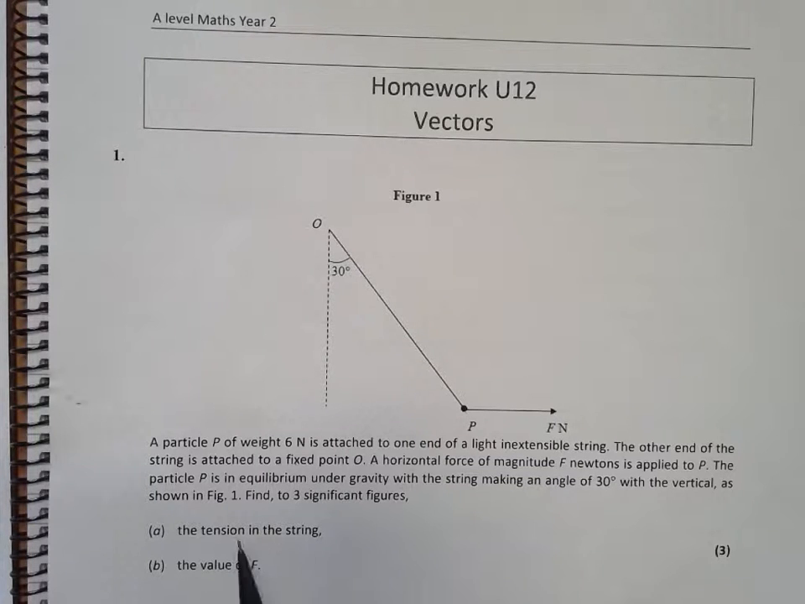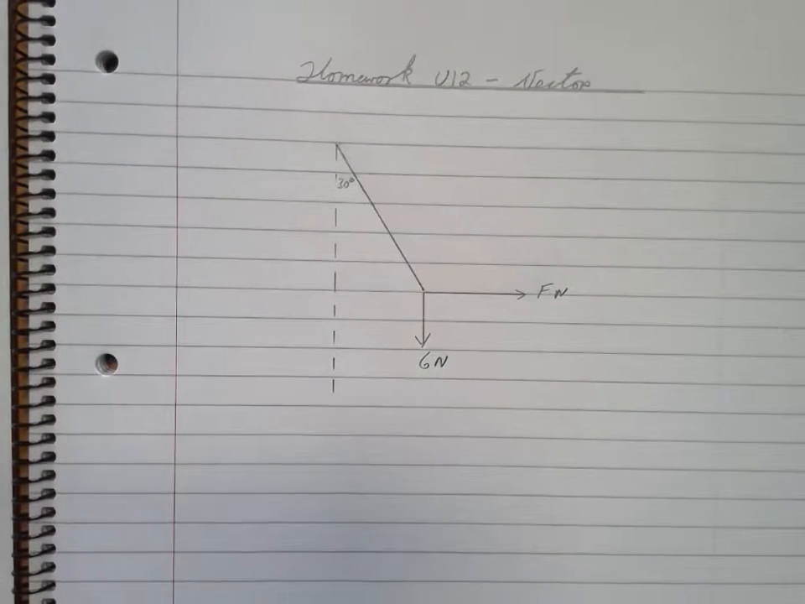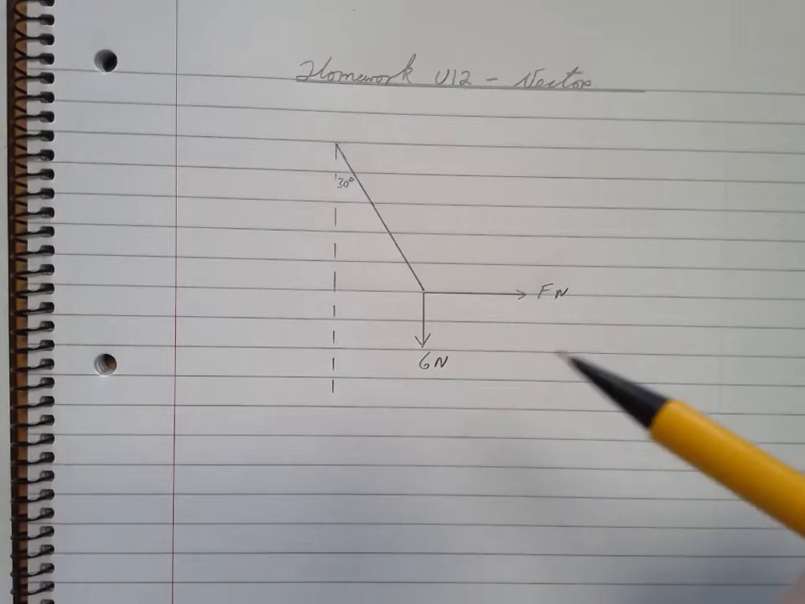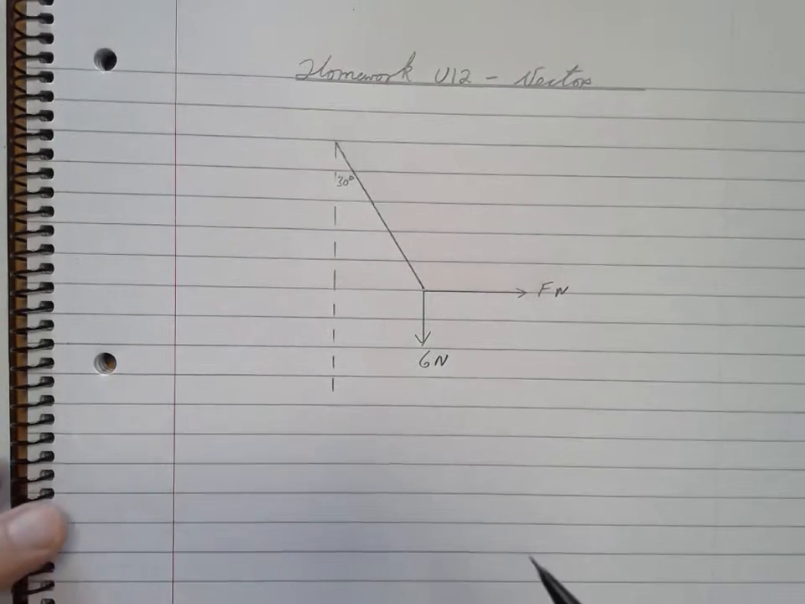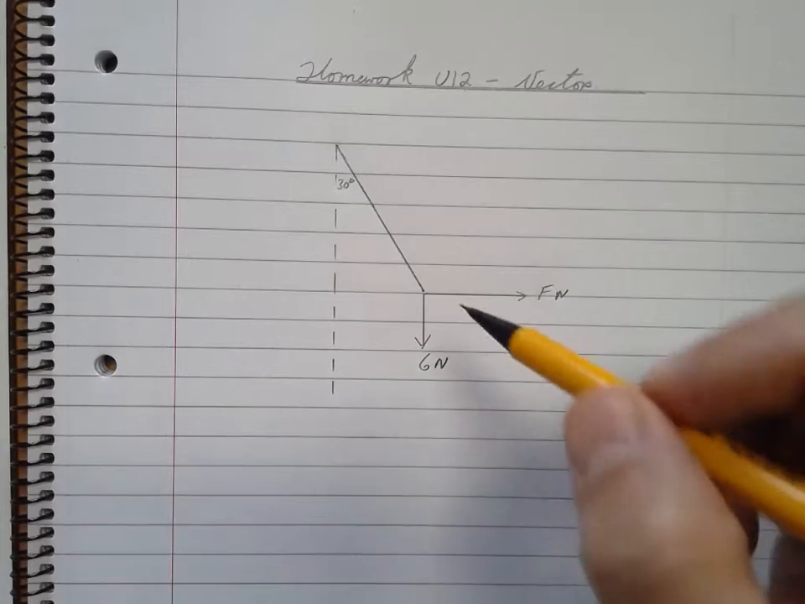And the question is asking us to find the tension in the string, that's this tension going up this way, and the value of F, which is this horizontal force along here. So two things we're after, which means we're probably going to be looking for two separate equations. Okay, so let's get stuck into this one, and first thing we're going to think about is annotating the diagram a little bit so we can see the forces.